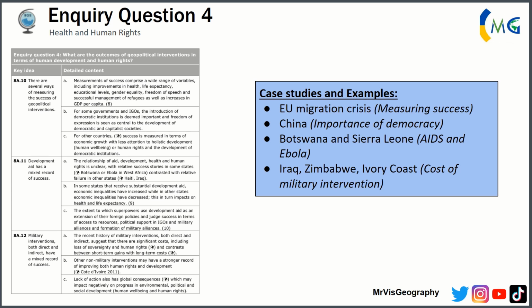And then we look at the cost of military intervention. We look at Iraq. Zimbabwe and Ivory Coast. Okay, so it's basically looking at whether intervening in some or other countries has been successful. So the military interventions is where we look at Iraq, Zimbabwe, and Ivory Coast. That's the final part of inquiry question 4.